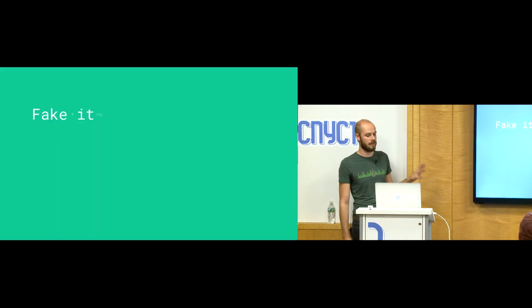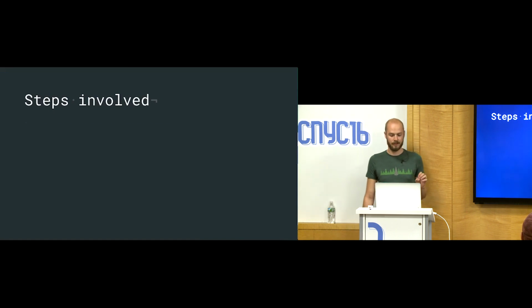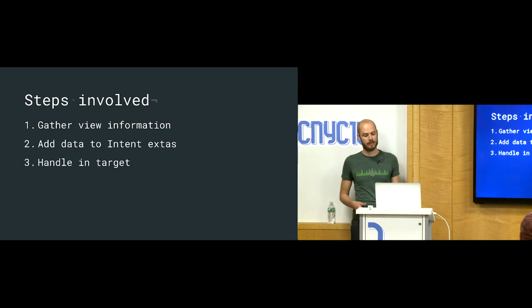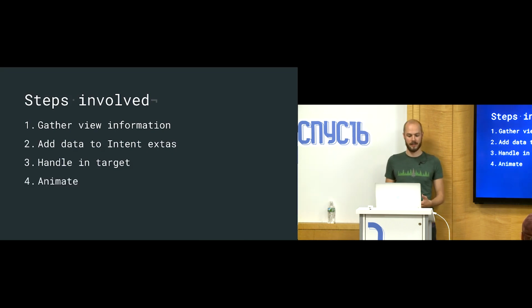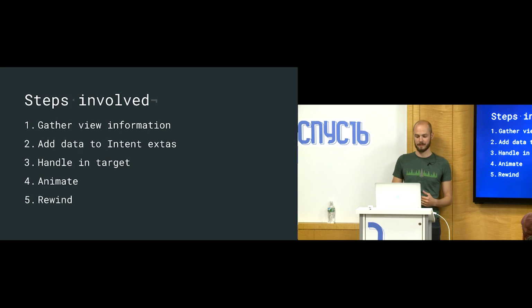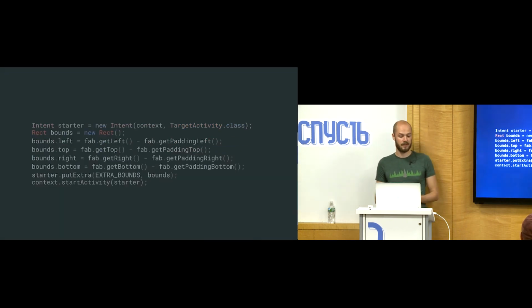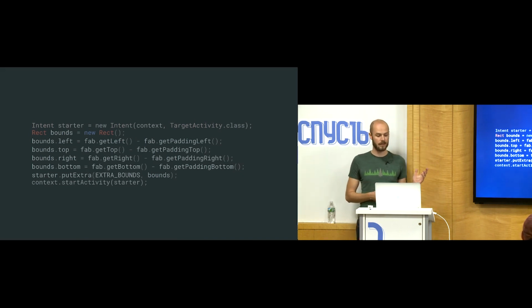So let's fake it and make an animation. The steps that are involved is we gather all the information from the initial view, we add this to the intent extras, we handle it in the target activity, and then we animate the things that we want to animate. And on the way back, we rewind that. So how does this work? In the start activity, we just gather the bounds of the view, which are the parts that are important to us, and put those in the extras.